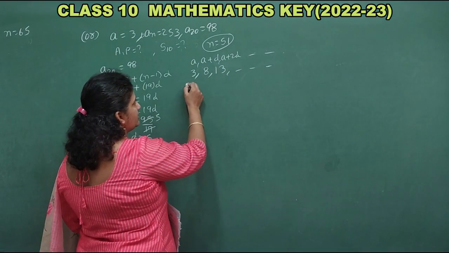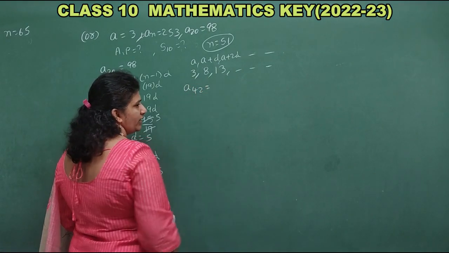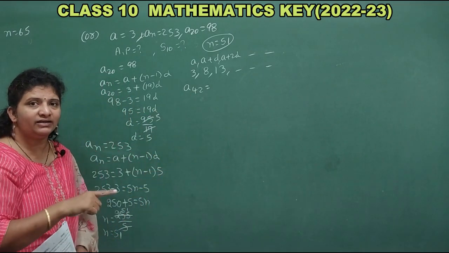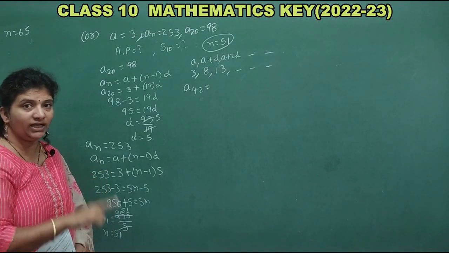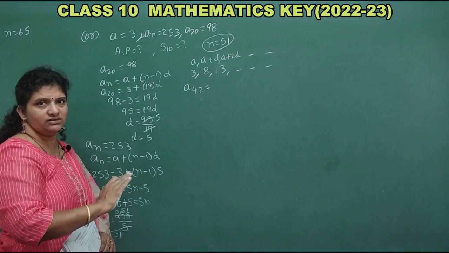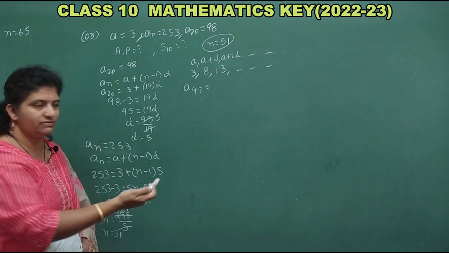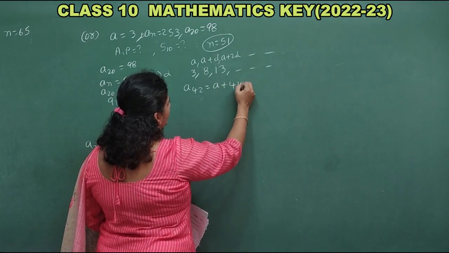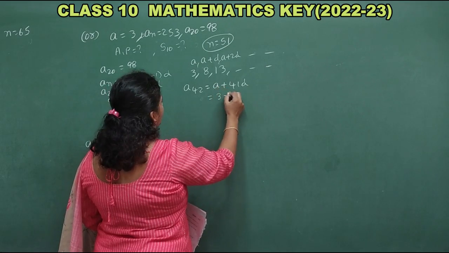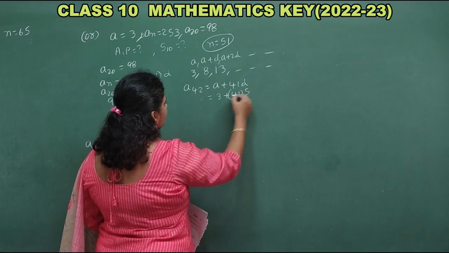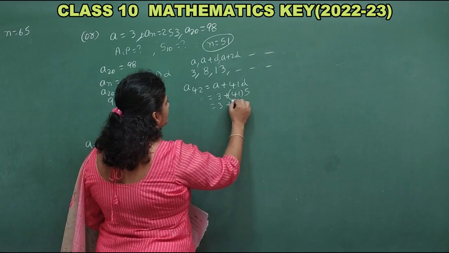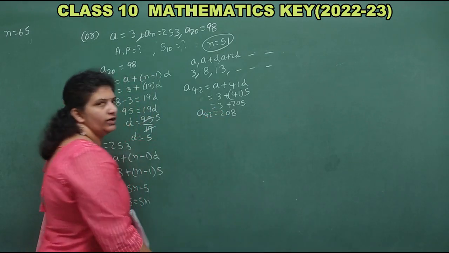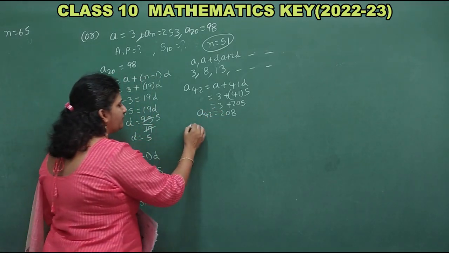So let me first find the 42nd term. What is A42? How do you get this 42, children? In 51, subtract 10 terms. That will be 41. I don't want 41 terms. I need from 42, 10 terms. So find A42. That is A plus 41D. A value is 3, 41 into D value is 5. 3 plus 205, that will be 208. What is A42? 208.